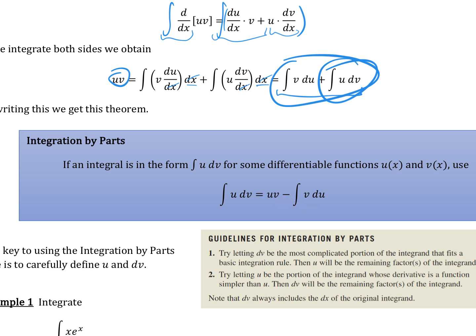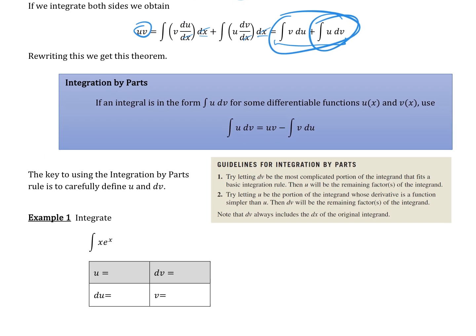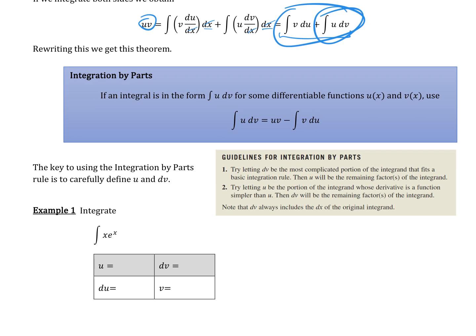Now that probably doesn't mean too much here, but we'll see how that helps us. The key here too is we've got two functions, u of x and v of x, two different functions of x. So the key is to choose and define the u and the dv carefully. Sometimes there's more than one way to go, but there's going to be a way that's better.